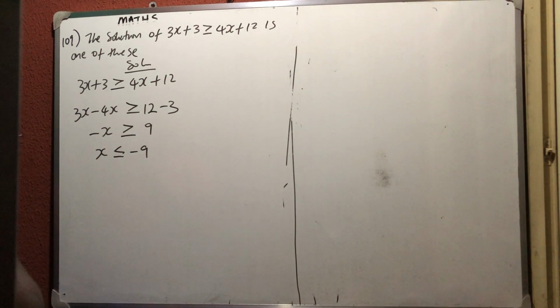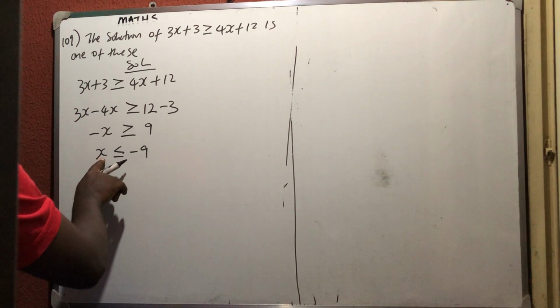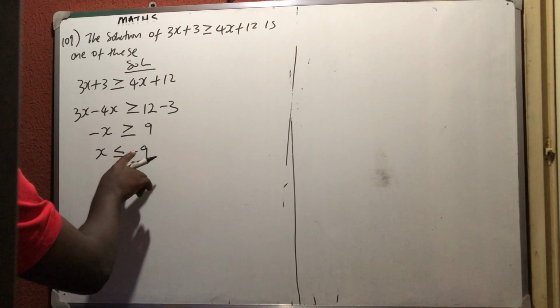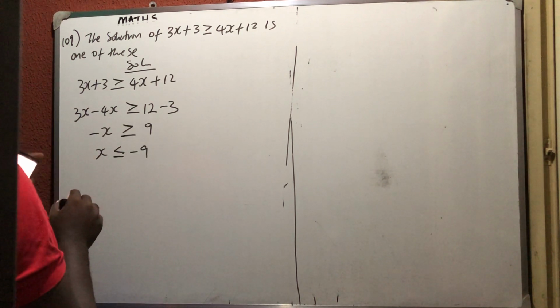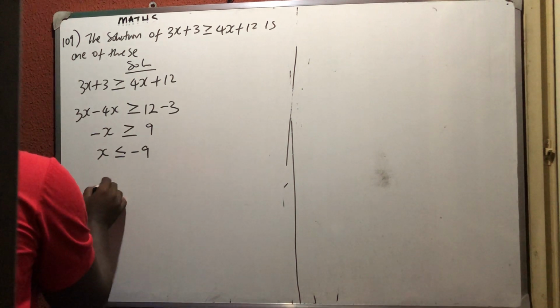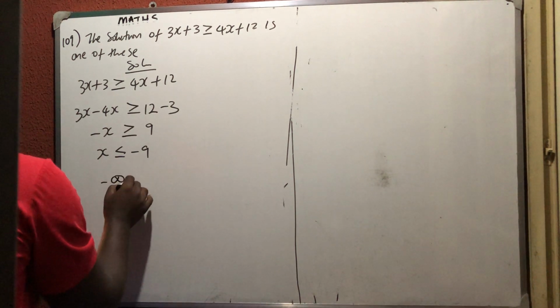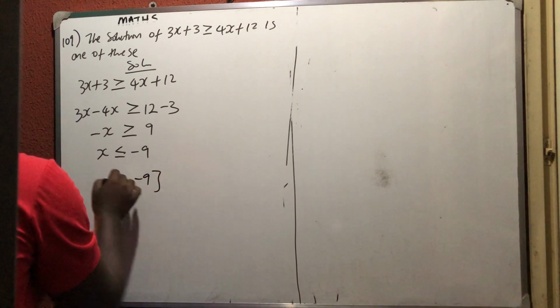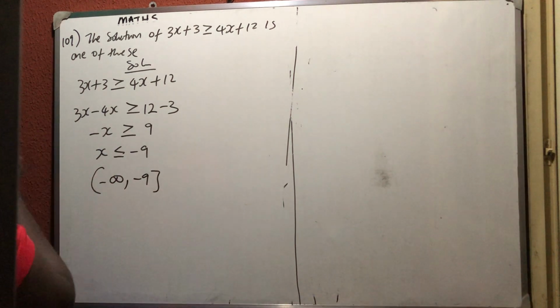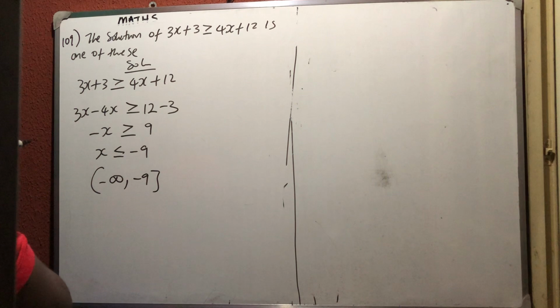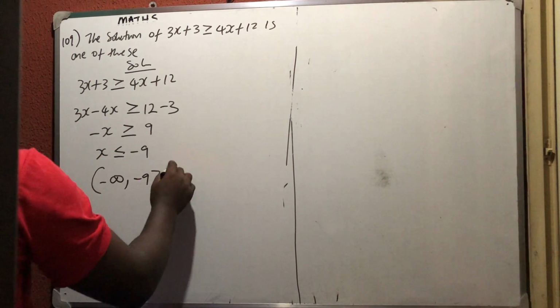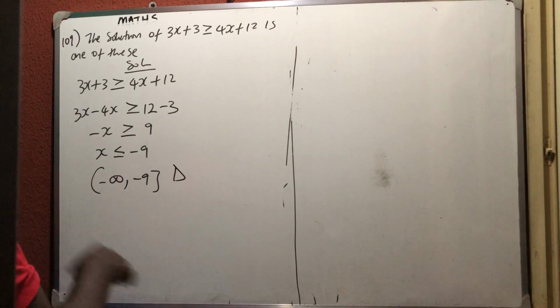So which of these is one of the answers? Now if something is less than or equal to −9, it means from negative infinity to −9, written (−∞, −9]. You close at −9 and open at infinity, because nothing can get to infinity. So that is the answer. The answer is D. Very correct, D. Let's go to the next one.